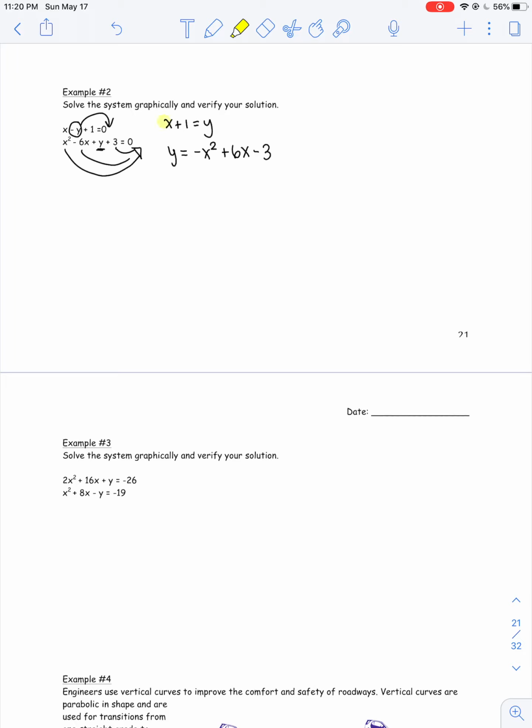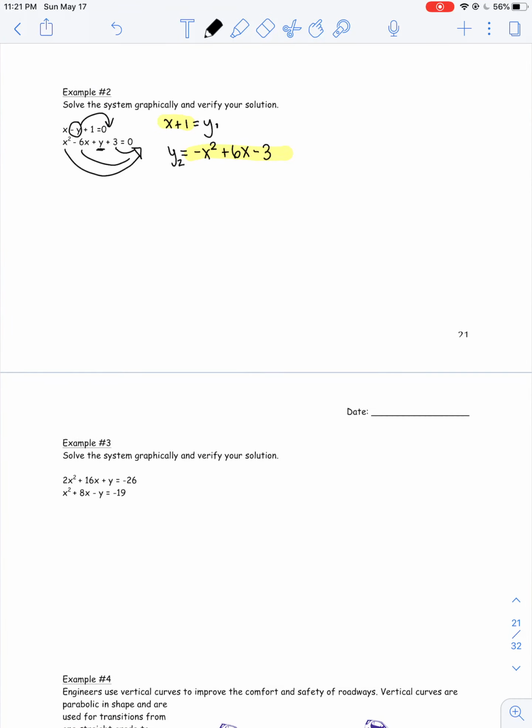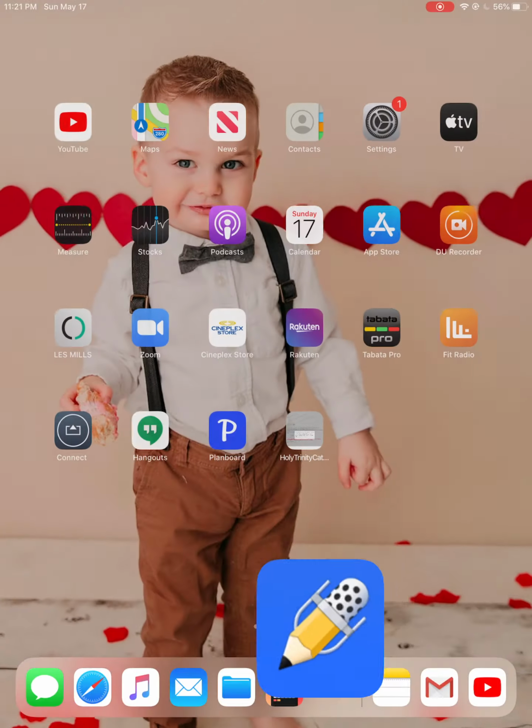Once you have them both equal to y, what you're going to do is you're going to put the x plus 1 into your y1 and your negative x squared plus 6x minus 3 into y2. So this will be y1, y2. So that's what you're going to start by doing in your graphing calculator. Okay, so start by putting x plus 1 in your calculator and negative x squared plus 6x minus 3 in your calculator.